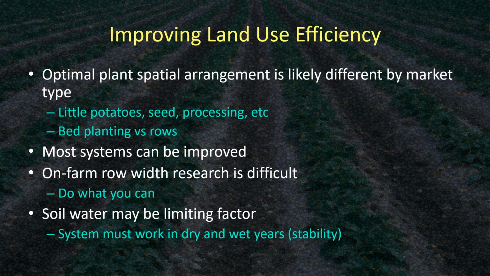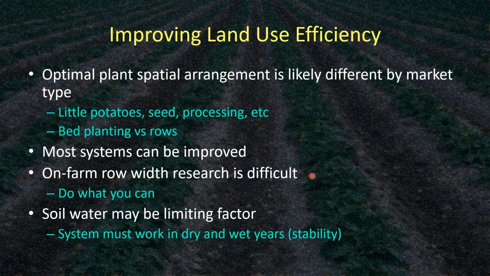So improving land use efficiency is likely possible for most growers. Optimal plant spatial arrangement is likely different by market type, as I mentioned. And there's also another factor you could consider, and that's bed planting versus rows. That's another dimension. I can't get into that today, but it's a consideration. Most systems can be improved, however.